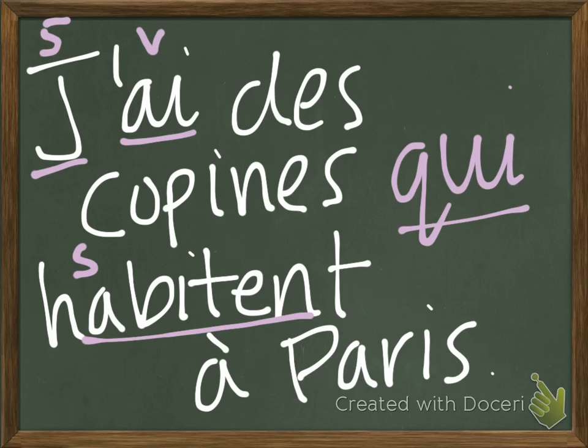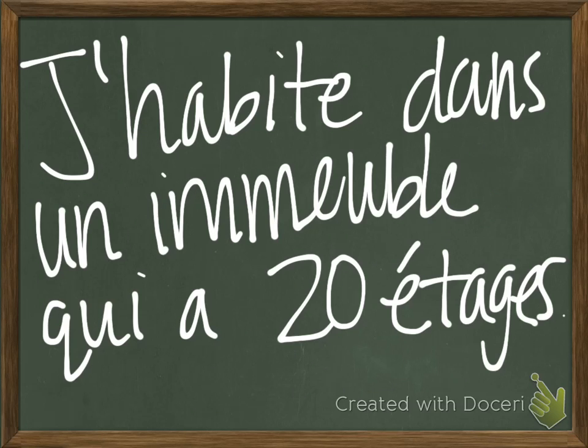So qui is the subject of the verb that comes after it. And I'm sorry, this should say, obviously, verb. Okay, I apologize for that. J'ai des copines qui habitent à Paris. Now let's take this example. J'habite dans un immeuble qui a 20 étages.